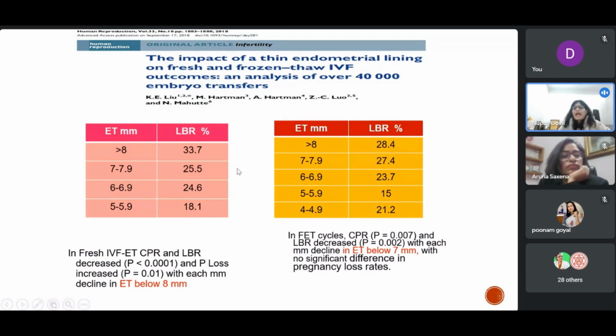In 2018, they compared over 40,000 cycles, and they correlated the endometrial thickness with the live birth rate, both in fresh and FET cycles, and they found that live birth rate and clinical pregnancy rate decreased, and pregnancy loss increased with each decline in endometrial thickness below 8 mm. Similarly, in FET cycles, they found that any endometrial thickness below 7 mm was associated with a decreased live birth rate.